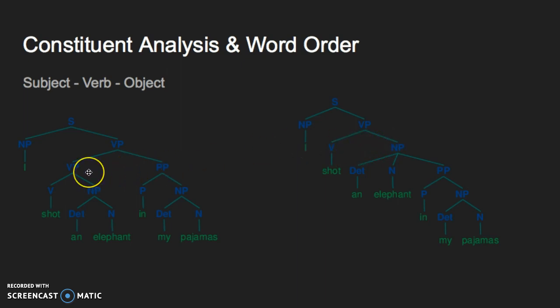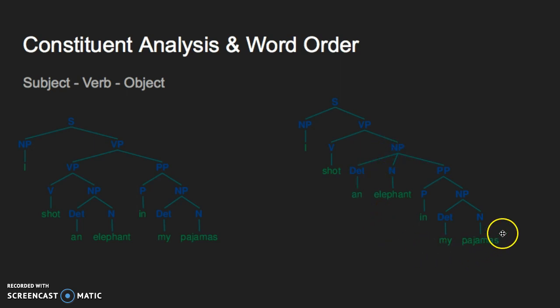In the first one, on the left, the verb phrase starts with the verb shot, and then it's followed by a noun phrase with the determiner an, and then the noun elephant. I shot an elephant, and that could stand alone, right? Now go over to the diagram on the right, and here you've got shot, I shot, on its own, and then we get to the noun phrase, an elephant in my pajamas.